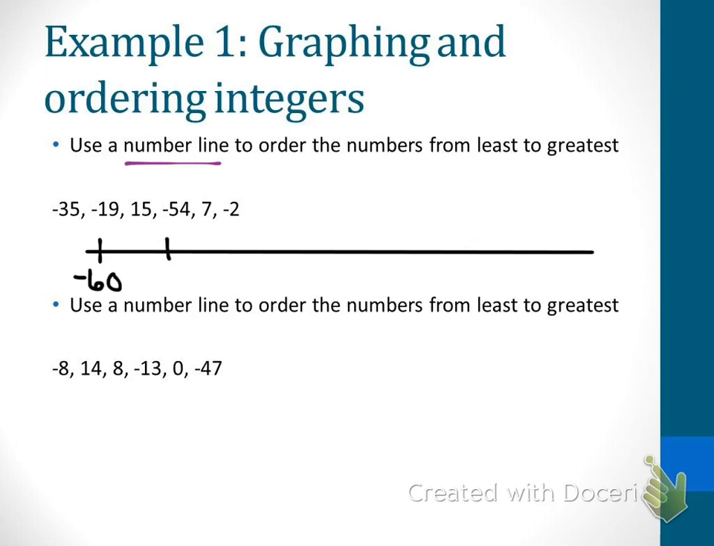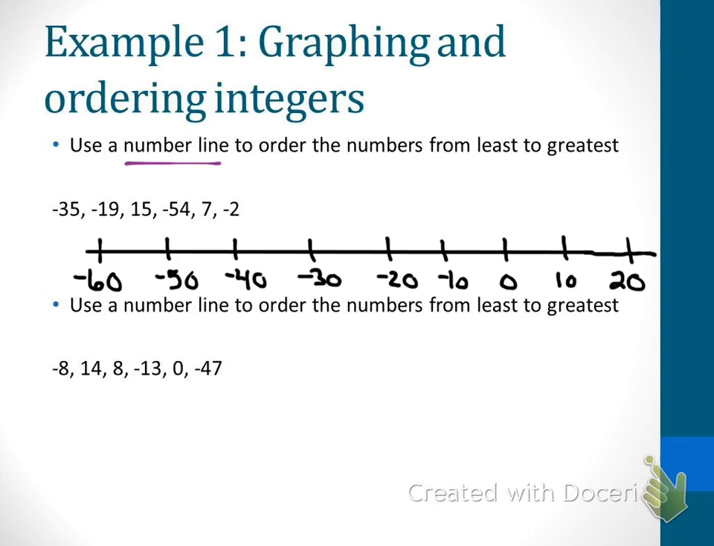Then I'll have -50, -40, -30, -20, -10, 0, 10, and 20. Do I need to go higher than 20? No, don't need to go higher than 20.